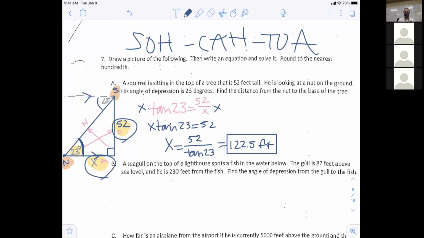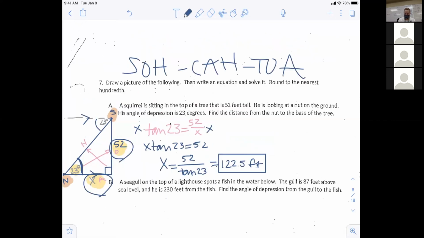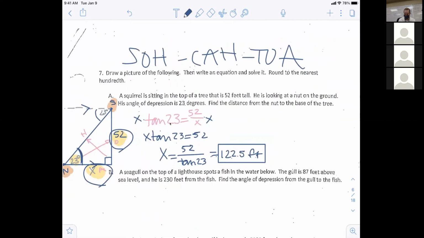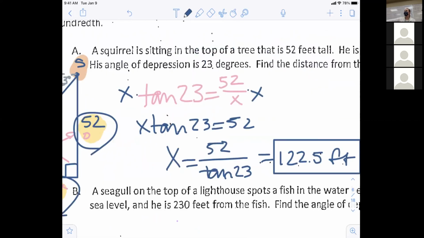Then we solved it like we were solving the other problems earlier that day, by multiplying by the variable on both sides. So I multiplied by x on both sides, I divided by tangent. And then when I put it in my calculator, I did just 52 divided by tangent of 23. Any questions so far? You kind of remember doing that?